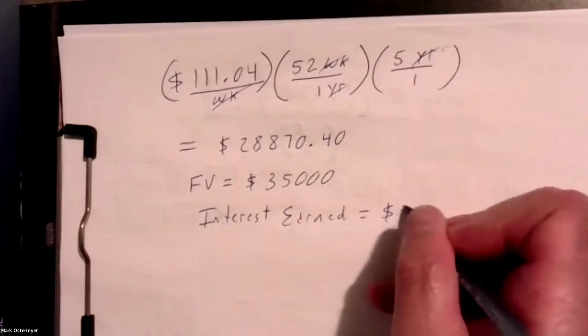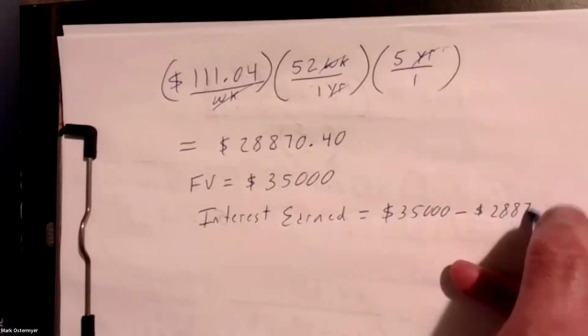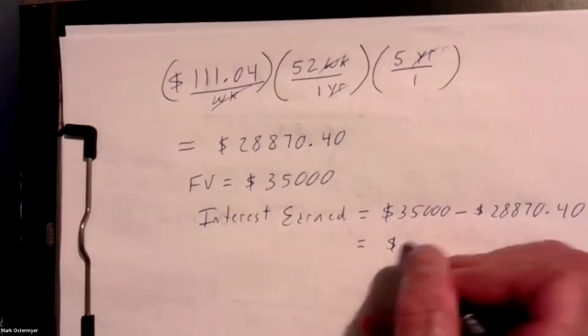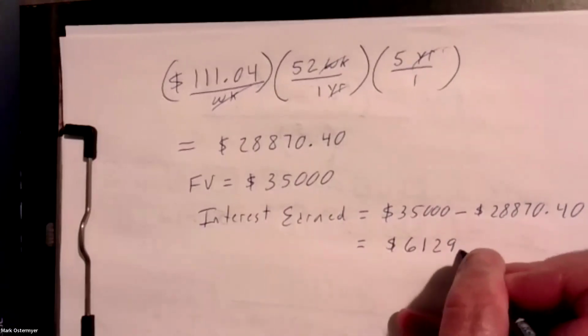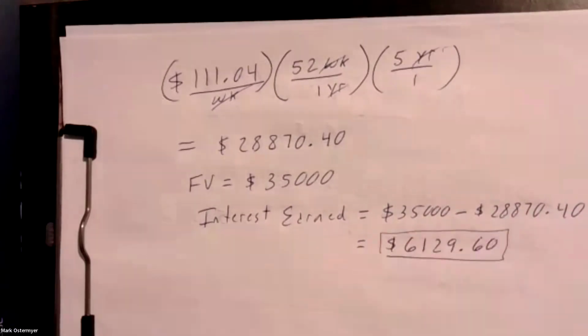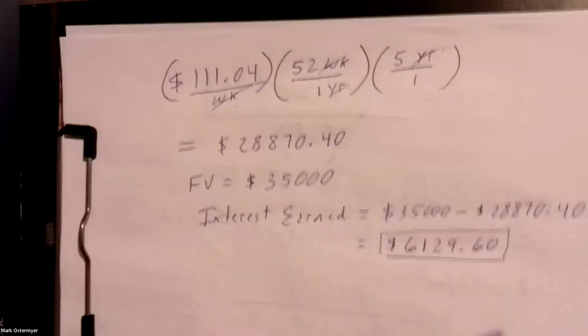So what interest was earned from the annuity? Well, you just take the $35,000 and subtract off the $28,870.40. And what do you get? This annuity will have earned for us $6,129.60. That's how much this annuity will have earned for us over the 5-year period. By doing this problem, you're just trying to find the interest. That's right. Trying to find how much interest we earned.